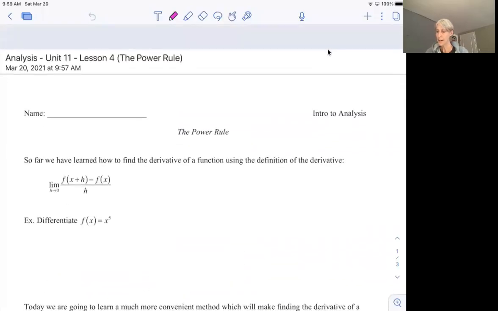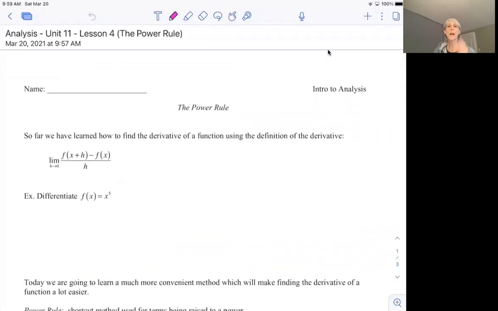Hi, guys. Today we're on Unit 11, Lesson 4, and we're going to be introducing something called the power rule. So far, we've learned how to find the derivative of a function using the definition of the derivative, which is when we evaluate this limit here, and we wind up getting f prime of x, which is actually a rule to find slopes of tangent lines.